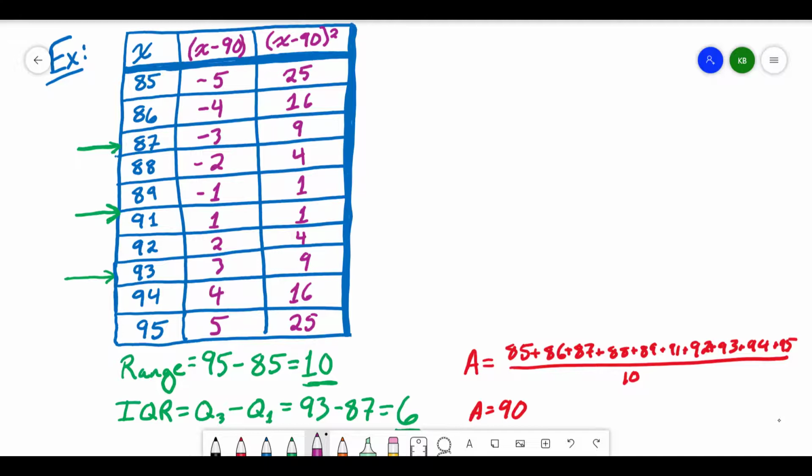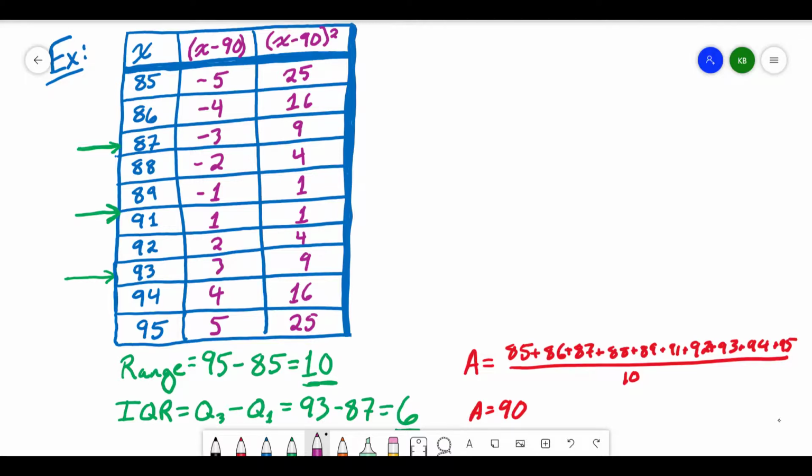Now that I have all of my squared deviations, you can notice that my deviations themselves told me what direction the data point was from the average. And the squared deviations now, it doesn't matter what direction they are, it's telling me about how far they are. So the squared deviation for the score of 85 and 95, they both have a squared deviation of 25.